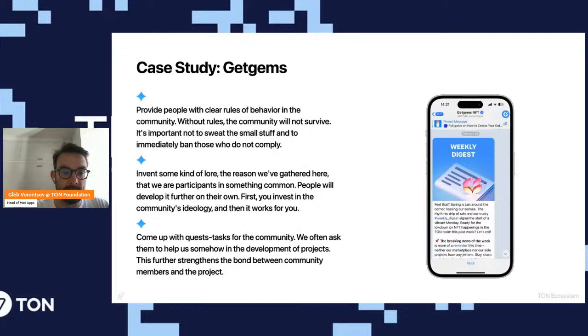And try to invent some kind of lore for the ecosystem, so that people are in the know about why they are gathered here, what all these persons have in common, and why they participate in building your product. And last but not least, come up with some simple quest tasks for the community. They could be tasks related to product development, because the stronger the bond between the community members and the project builders, the more they get involved and feel this important sense of participation in the product's ownership and development. And they will be much more eager to introduce your product to other users, acquire audience, and help you greatly with this.